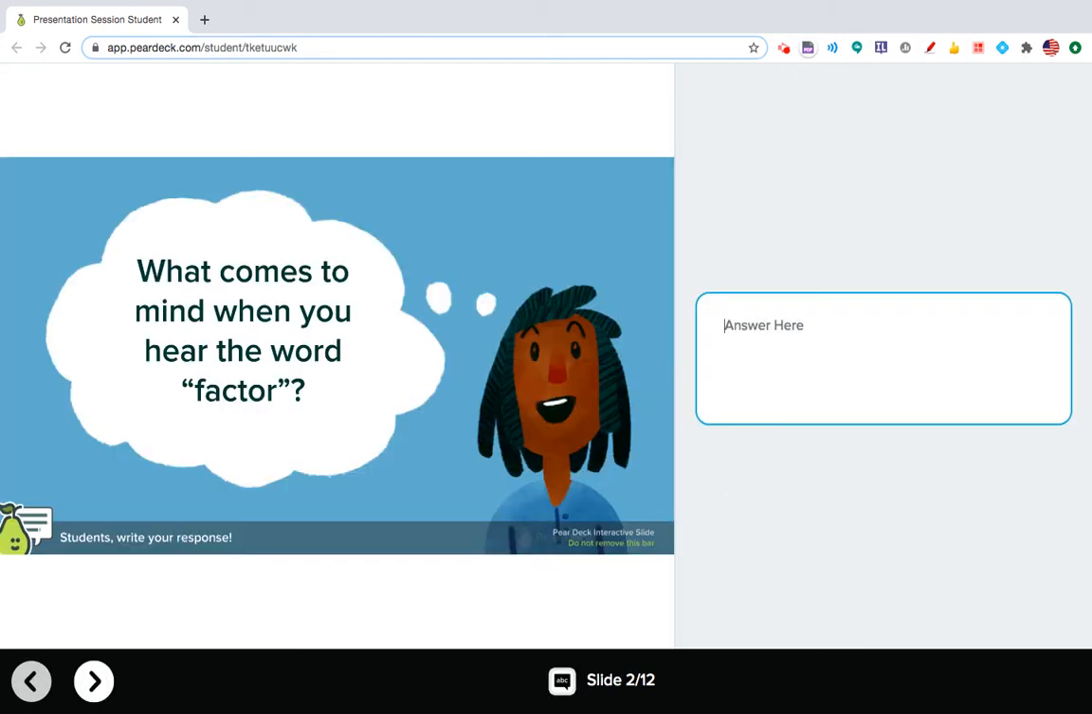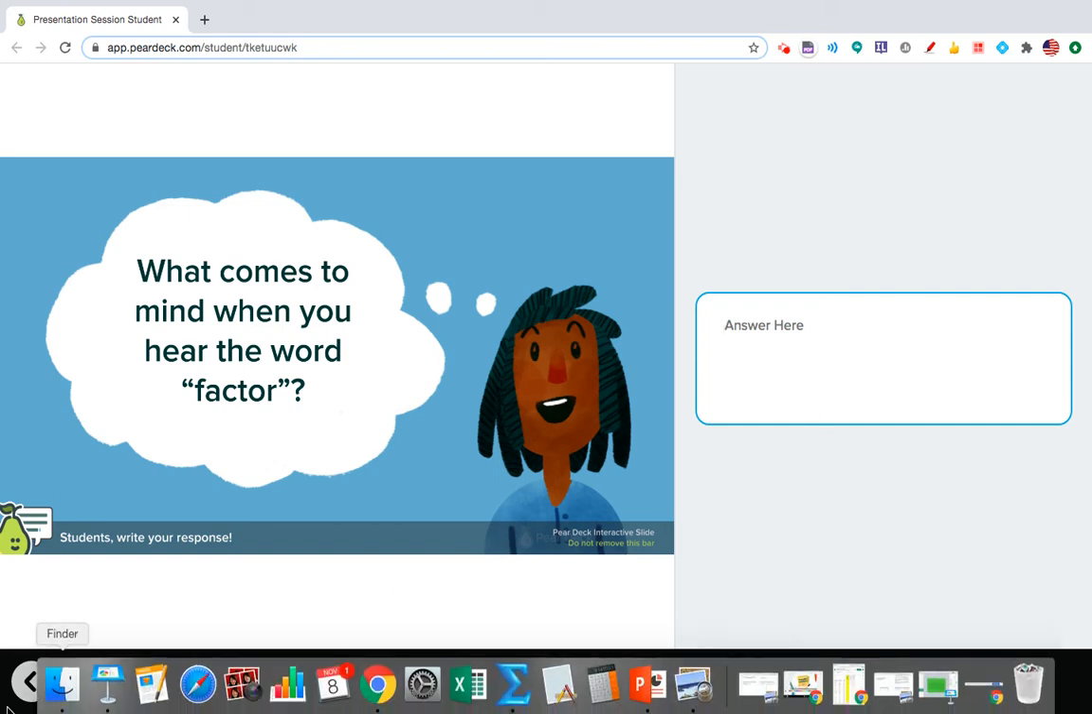So we have a question. What comes to mind when you hear the word factor? And if you would please write your response in the blanks area.